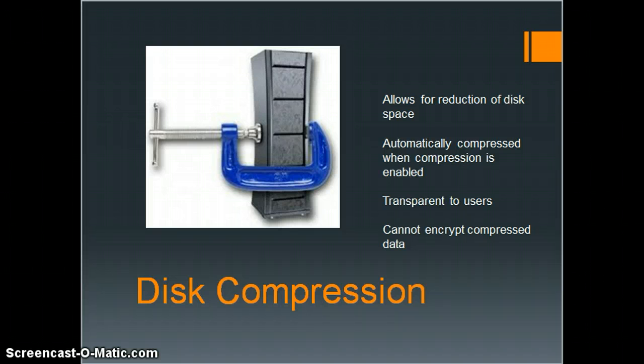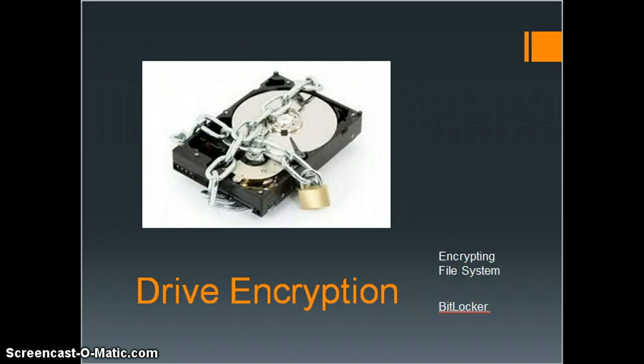Using disk compression allows for the reduction of disk space that files require. All files and directories stored on a drive that has compression enabled are automatically compressed when they're created. Compression is transparent to users, so compressed data can be accessed just like regular data. Compression is certainly a useful feature, but you can't encrypt compressed data. Compression and encryption are mutually exclusive.